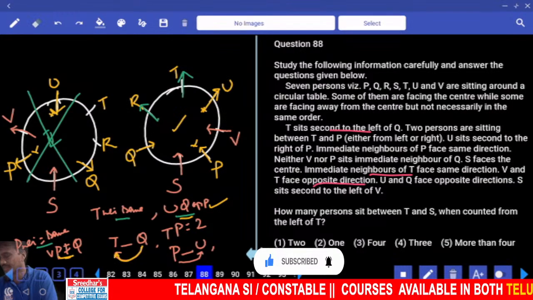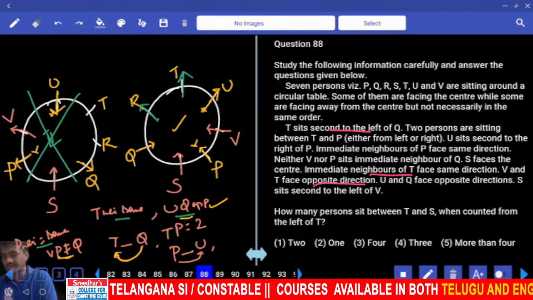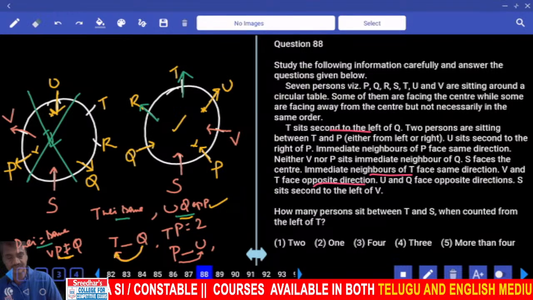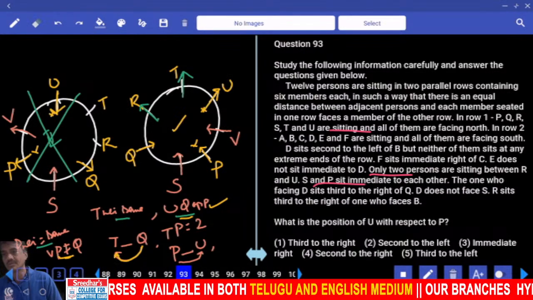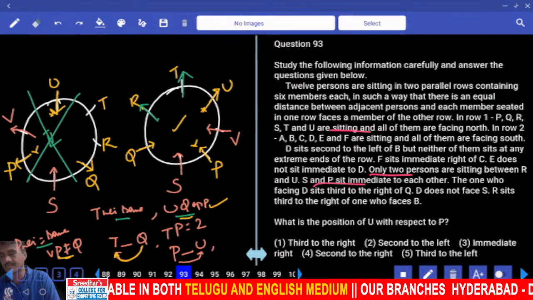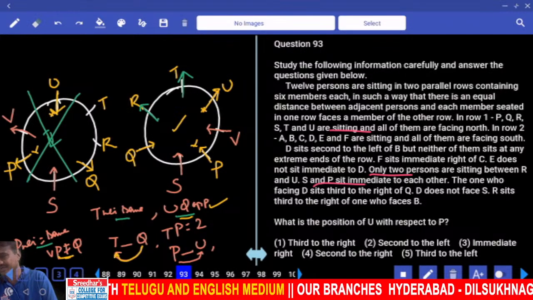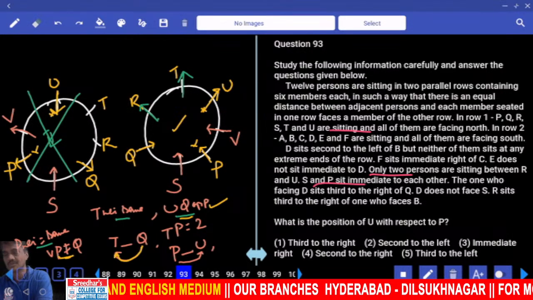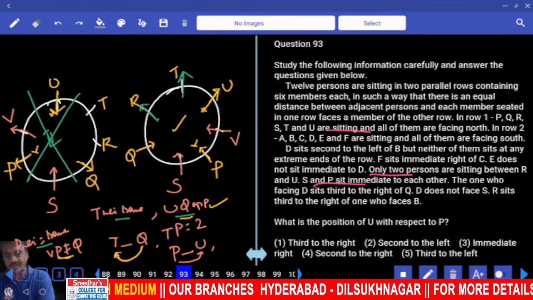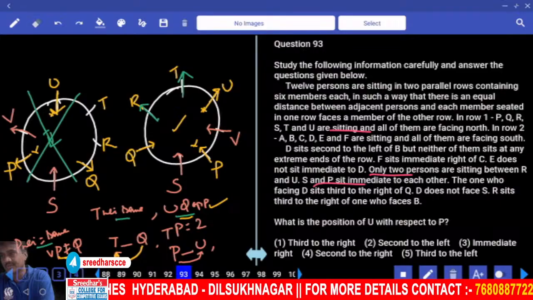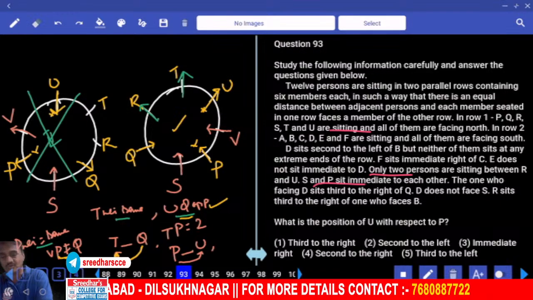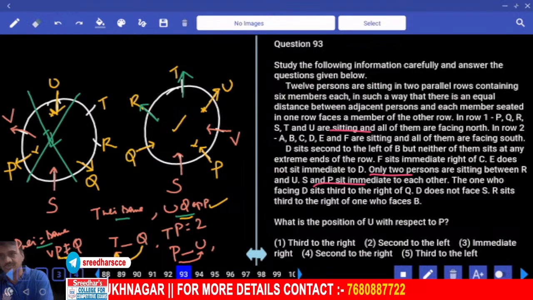The next one, 93 onwards. 93 to 97. Now it comes under which category? Parallel rows. How many persons are there in this? Now 12 persons, 6 in one row, 6 in the other row. First or the second? Definitely first priority. No other parameter, it definitely comes under the first priority.